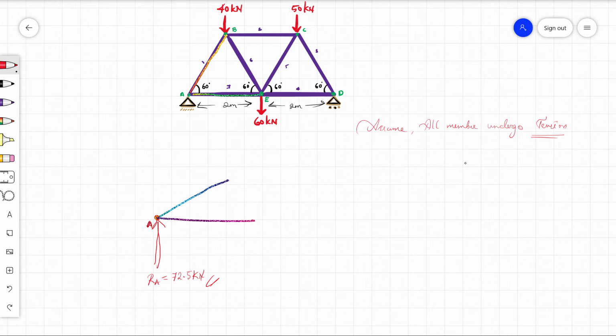Now let us assume the member AB. I assume the internal force in the member is undergoing tension, right? How does the tension actually happen? Two forces are going away from each other. This is what I assume, the nature of the internal force.